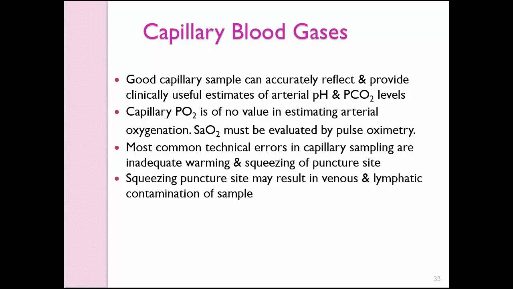The capillary sample can accurately reflect and provide clinically useful estimates for pH and CO2 levels. The capillary PO2 is of no value in estimating oxygenation, so that's done by the saturation. The most common technical errors in capillary sampling are inadequate warming and squeezing of the puncture site. Squeezing the puncture site may result in venous and lymphatic contamination of the sample.